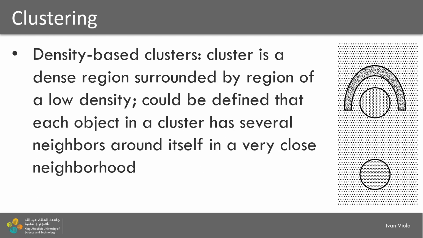Finally, we have some so-called density-based clusters, where these clusters are dense regions surrounded by regions of a lower density. It could be defined as that each object in a cluster has several neighbors around itself in a very close neighborhood, and that will define this density. So here you can see that there are points which are dense but not too dense. Here there are points which are denser than these points around it, and here are points which are also denser than the background, or also here.